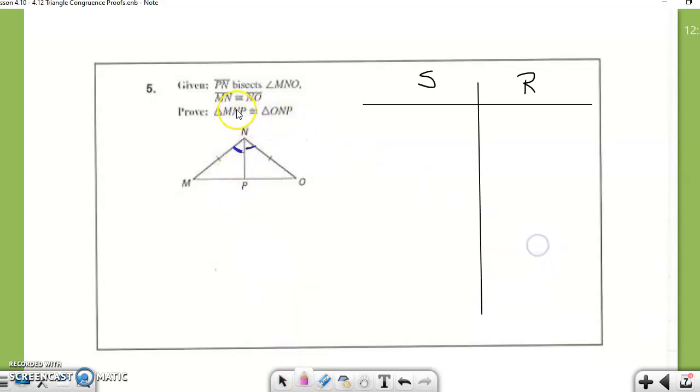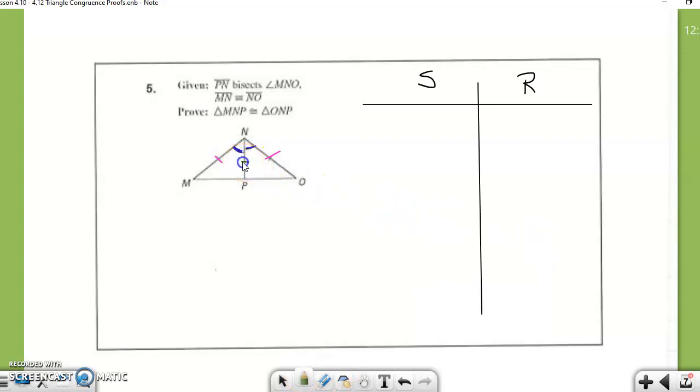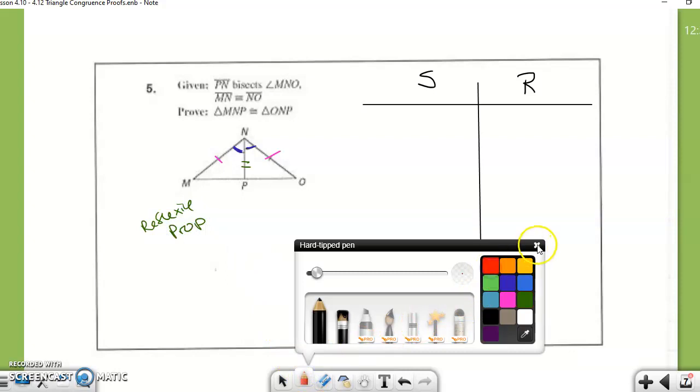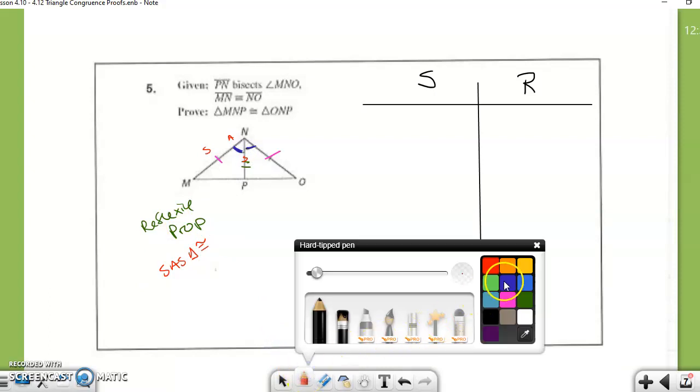that MN is congruent to NO. Okay, and then I'm thinking to myself, is there anything else I can mark? Yeah, I know that NP is congruent to NP by the reflexive property. And once I add that marking, I'm looking at it and I'm thinking, oh goodness, I have side, angle, side. So I know I'm going to use side, angle, side, triangle congruency. Now I'm ready to start my proof.